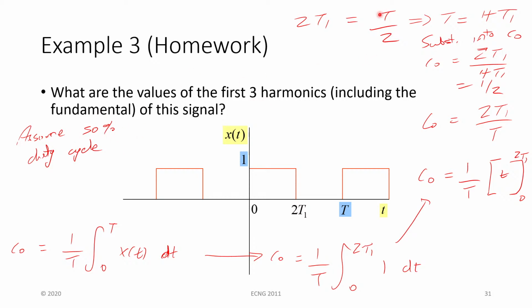And then if you make T the subject of the formula here, you get T equals 4t1 when you carry across this 2 onto the left hand side. Then you substitute that accordingly into your C0 equation. So you put T equal to 4t1, and the t1's cancel. And you get 2 divided by 4, which will just resolve to 1/2.